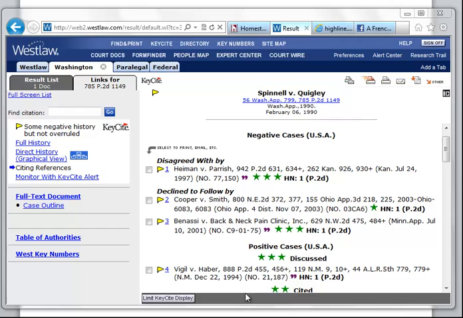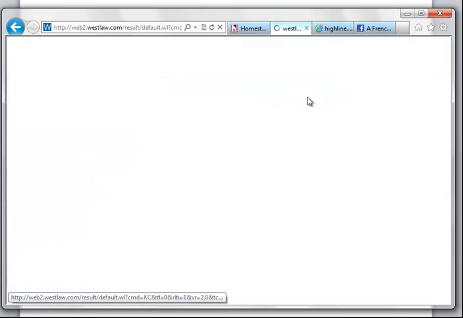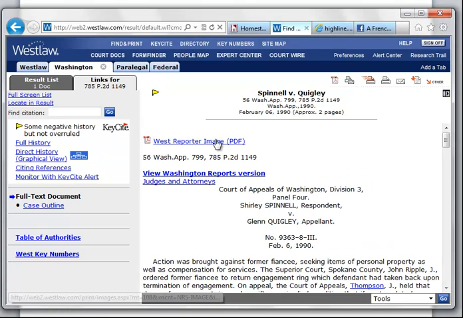But one thing we can do is check the head notes of Spinell and then use this West key number as a search in, I think it's the advanced tab, the tab that lets you put in Boolean searches and so forth. You can use key numbers as a search tool, and those are keyed to the head notes. Let me just show you that real quick. So let's look at the Spinell case. Let's look at the first head note.